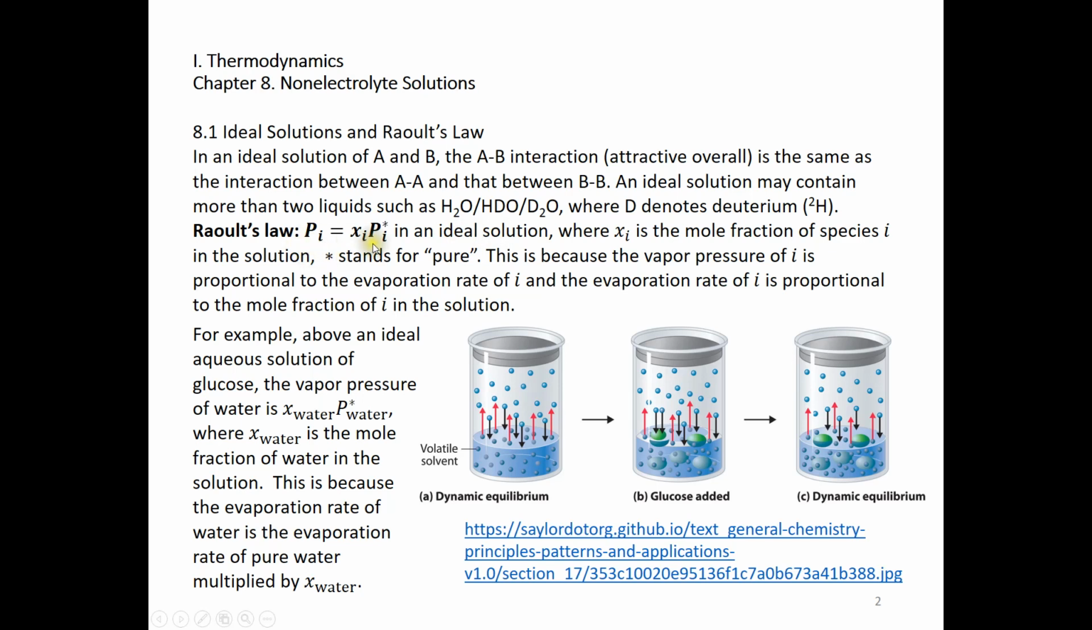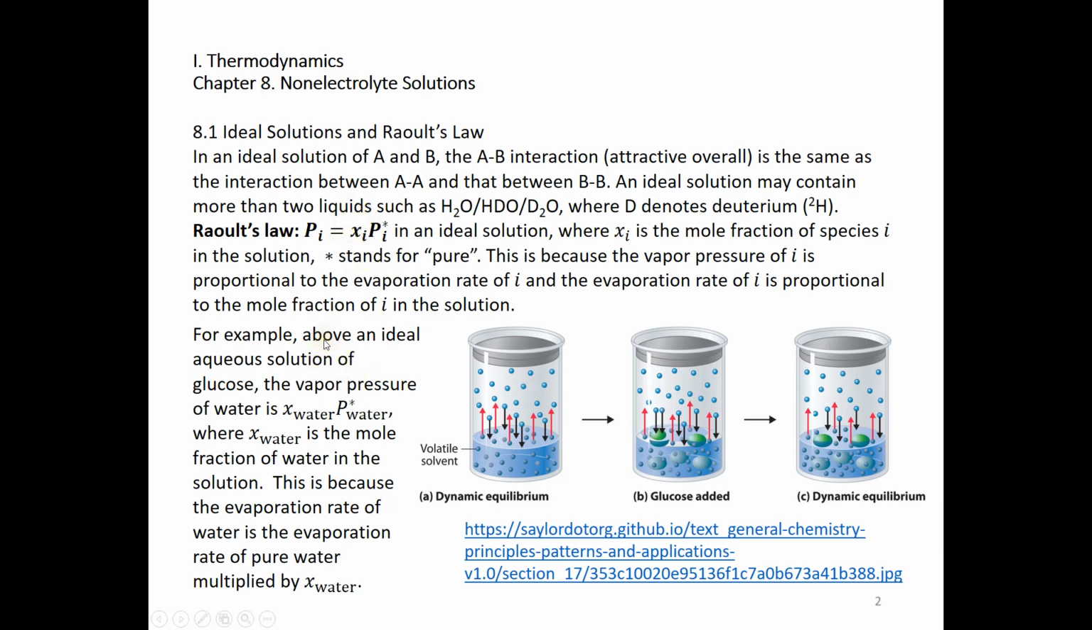We have this Raoult's law because the vapor pressure of species i is proportional to the evaporation rate of species i, and the evaporation rate of species i is proportional to the mole fraction of species i in the solution. So that's why you have the mole fraction of i here.